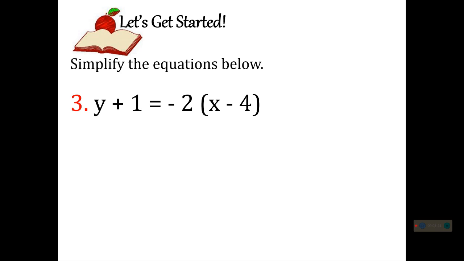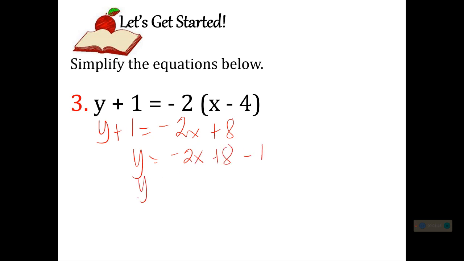Okay, next. Let us have y plus 1 equals negative 2 times x minus 4. So this time, we are going to combine the use of the distributive property and the addition property. So we will have here y plus 1 equals negative 2x, then we have here positive 8. Then y equals negative 2x plus 8, and this will become negative 1. So that's why our equation is y equals negative 2x plus 7, because 8 minus 1 is 7.